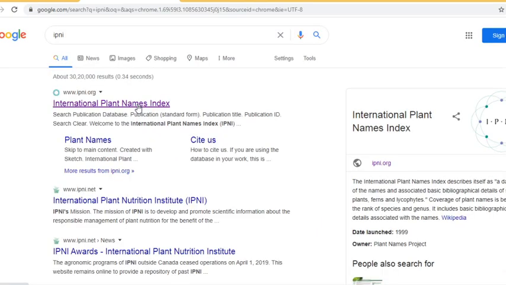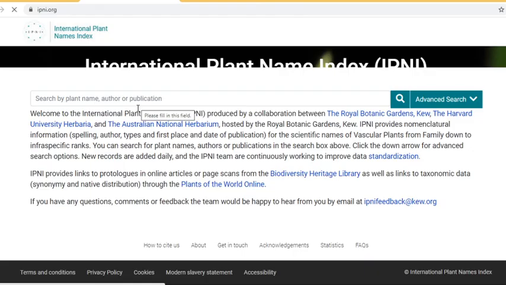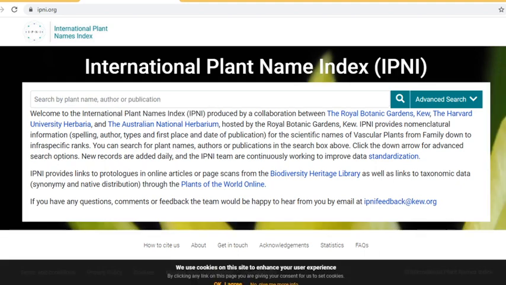This is slightly different from the plant list. In IPNI, you will find all the details of the publication of a particular plant name proposed by the author. Now this will not tell you whether the name is valid, or an accepted name, or an illegitimate name. If you want that kind of information, you have to go to the plant list.